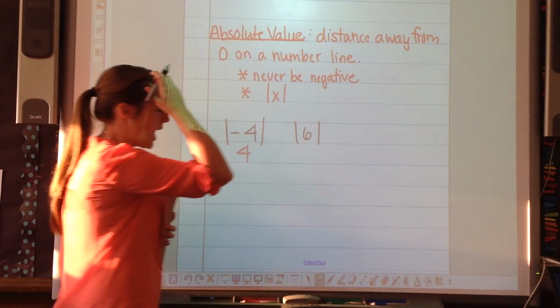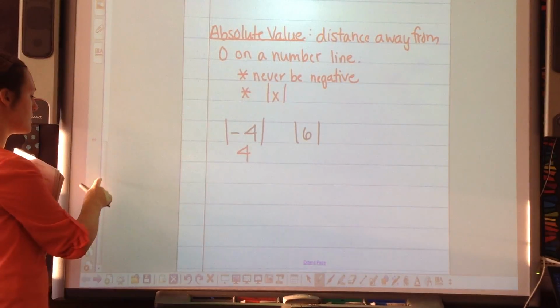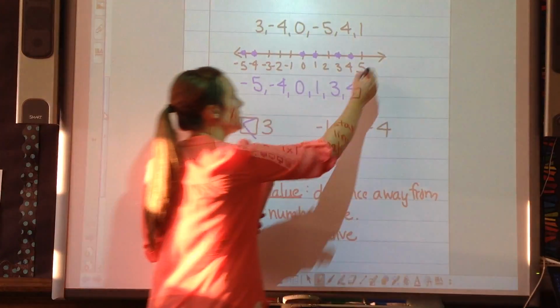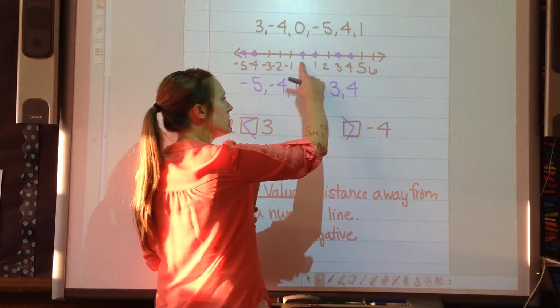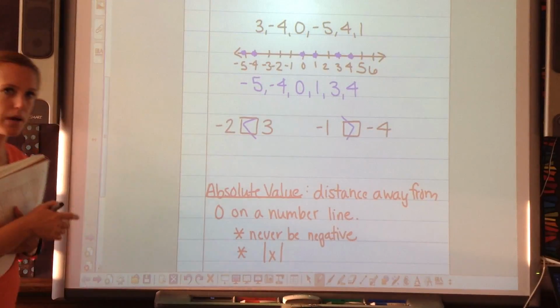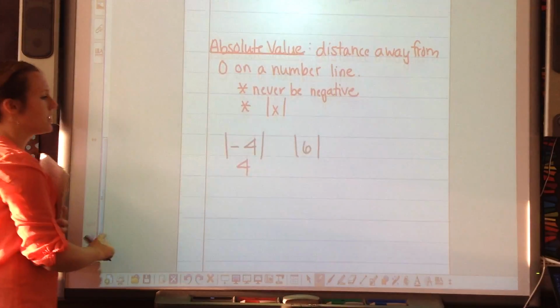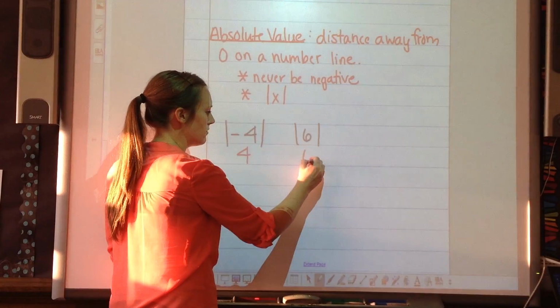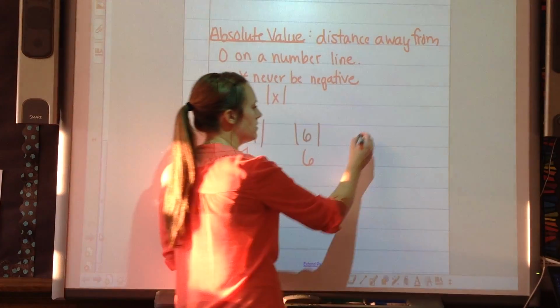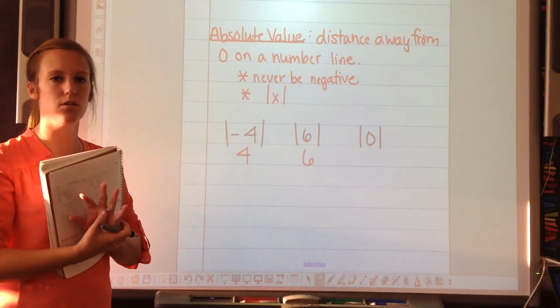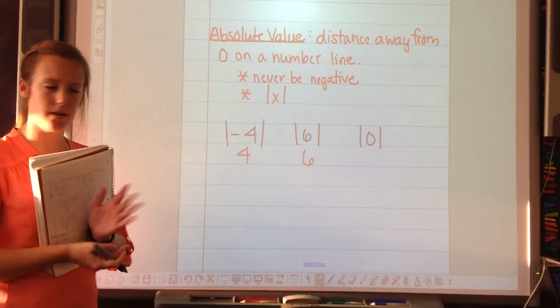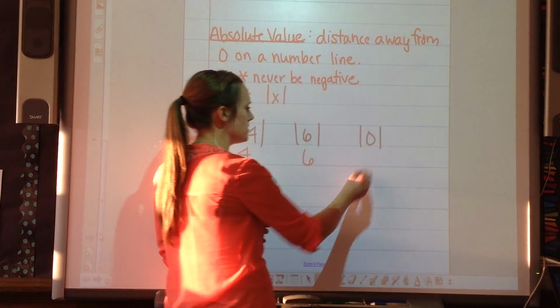The absolute value of 6. How many spots away from 0 is 6 on the number line? Well, 6 would be right here. 1, 2, 3, 4, 5, 6. 6 is 6 spots away from 0 on a number line. Again, distance can never be negative. The absolute value of 0. How many spots away from 0 is 0 on the number line? Well, none. Our answer is 0.